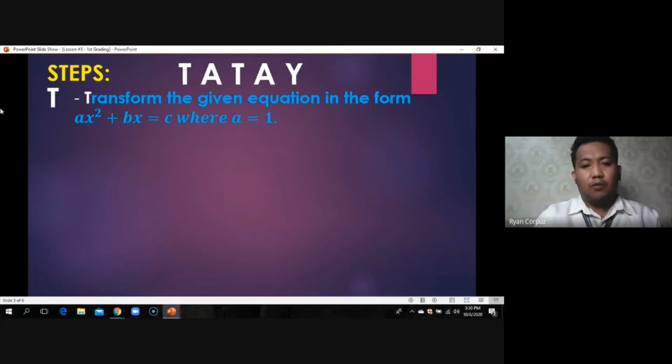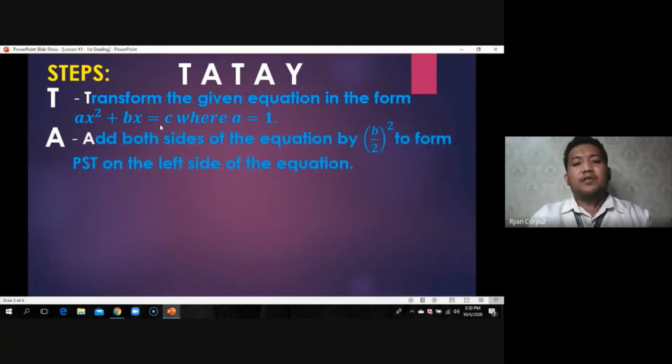So again, you have to write first your equation in the form ax squared plus bx plus c is equal to 0. Then second step, the first A stands for add both sides of the equation by b over 2 quantity squared to form PST or perfect square trinomial on the left side of the equation. Yun. Kanina binanggit natin yung b over 2 quantity squared. That plays a very important role in order for us to solve quadratic equation by completing the square. Kasi sabi dito, that b over 2 quantity squared will help us form PST.